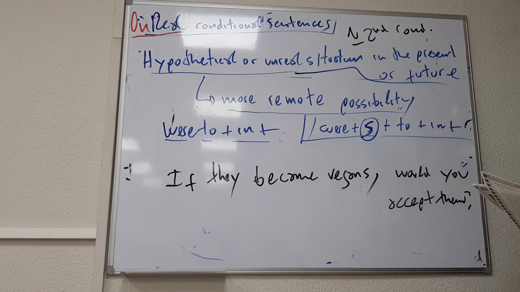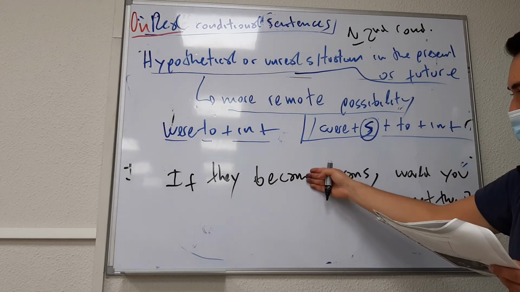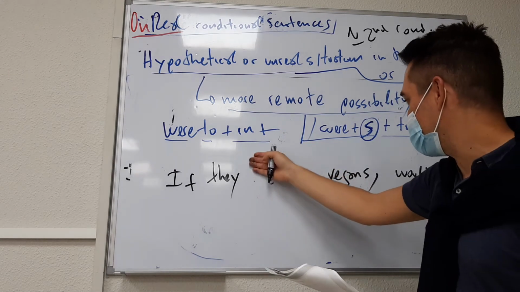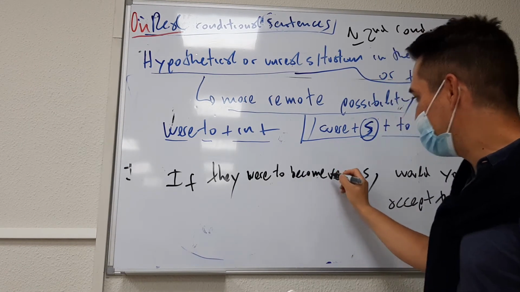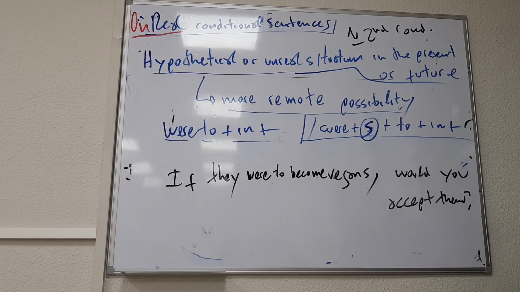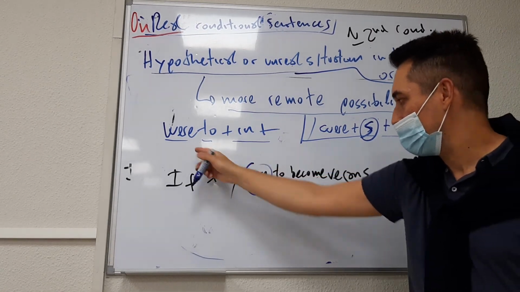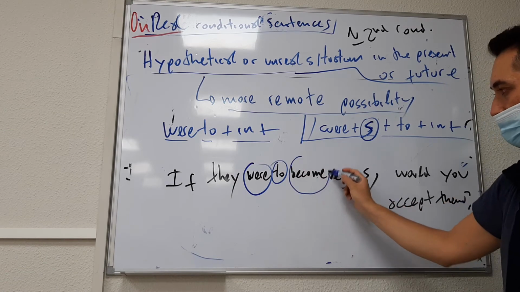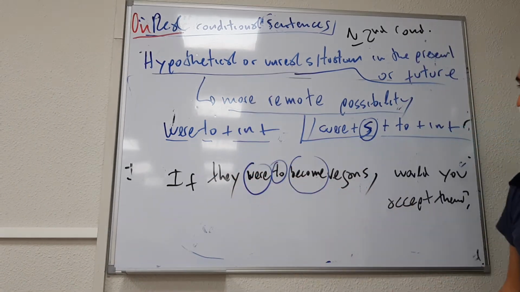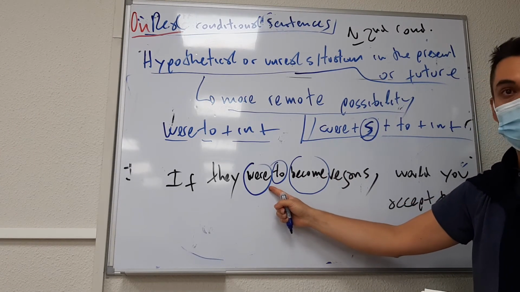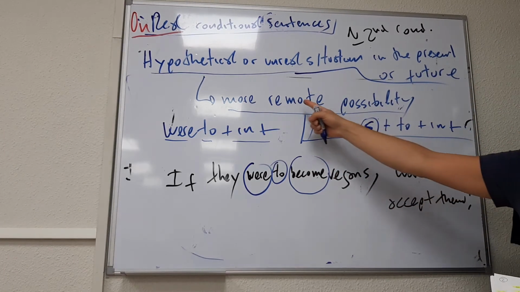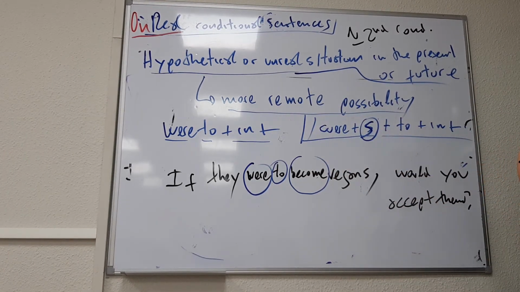Yeah, give it to me, Rebecca. If they were to become? Exactly. If they were to become vegans, would you accept them? What do we have here? We have were, we have to, and then we have the infinitive. Were plus to plus infinitive. This is another way to express a hypothetical or unreal situation. And this is a more remote possibility. That's probably not going to happen, but would you accept them?